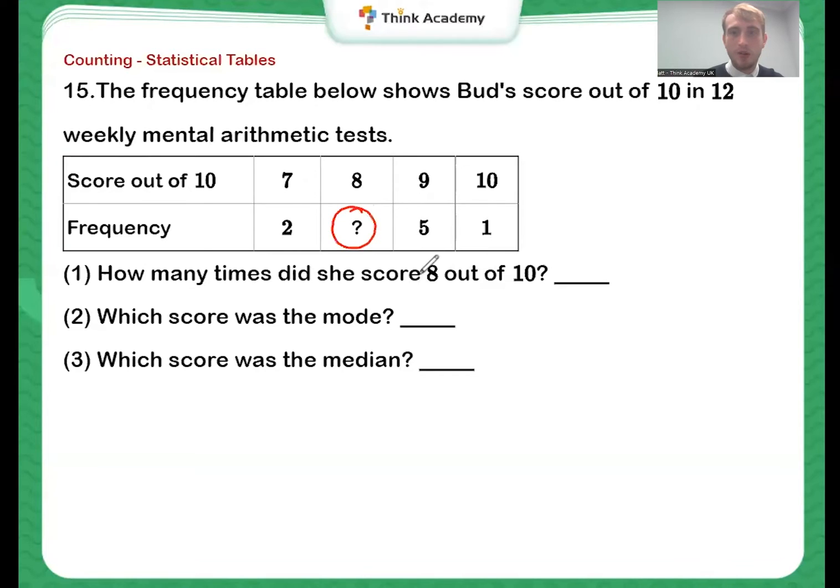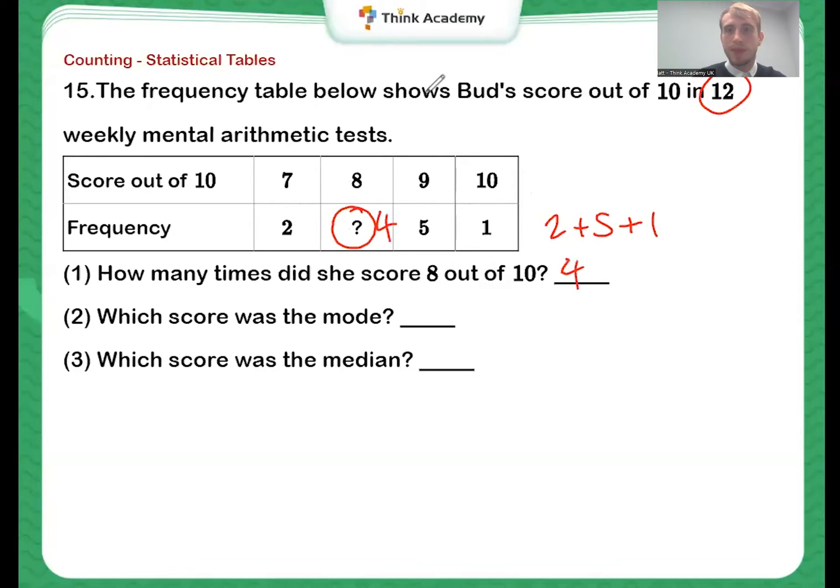Well, we know that there's 12 people. The frequency table shows Bud's score out of 10 in 12 weekly maths tests. So there's 12 tests, so the frequency needs to add up to 12. So you've got 2 plus 5 plus 1 gives you 8, which means there's 4 missing there.